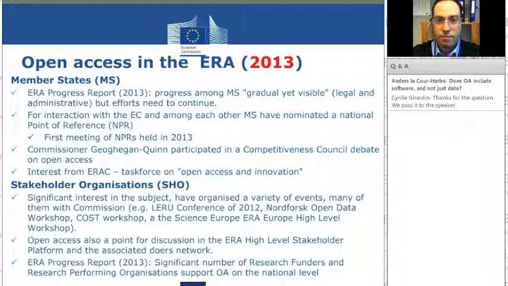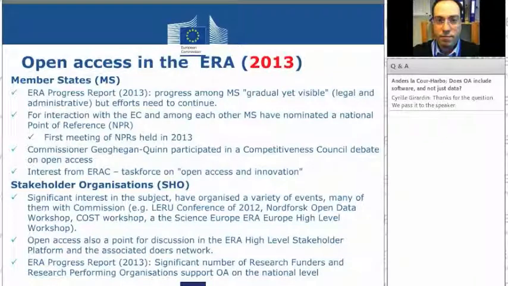We also discussed with the 5 or now 6 stakeholder organizations that have signed the Memorandum of Understanding for the ERA. We also discussed open access as one of the issues in the high-level stakeholder platform that they have to interact with us. And for stakeholders, the ERA progress report notes that actually now a significant number of research funders and research performing organizations support open access on the national level.